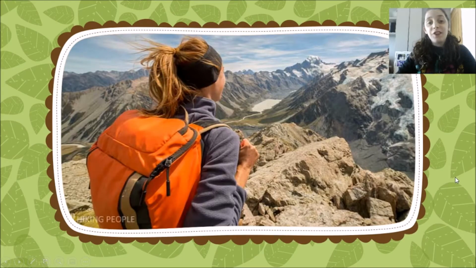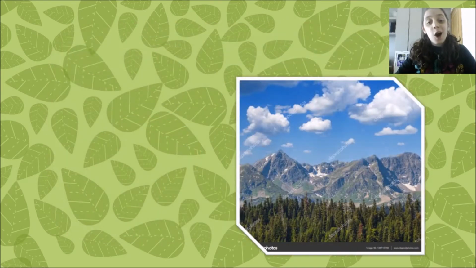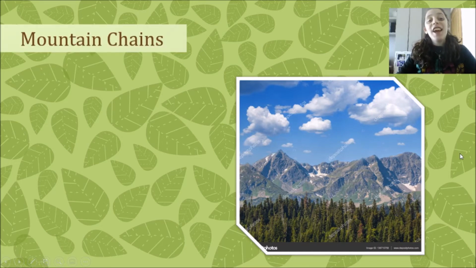What about this picture here? What do you see? Try to describe. So, for example, we see a woman on the mountains looking at the view. And what do we call when we have many mountains like this? Mountain chains.